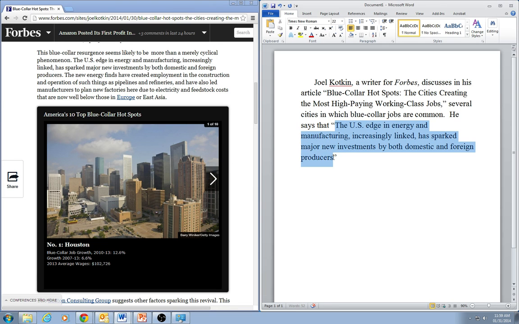Notice that since I'm presenting Joel Kotkin's exact words, I'm going to use quotation marks at the front and the end to indicate that I did not write these words. Immediately afterwards, I'm going to put in my parentheses, and they're going to appear before the closing period of the sentence. Now here, my basic information is author and page number. We don't have a page number. We're just going to put in the author's last name right here.